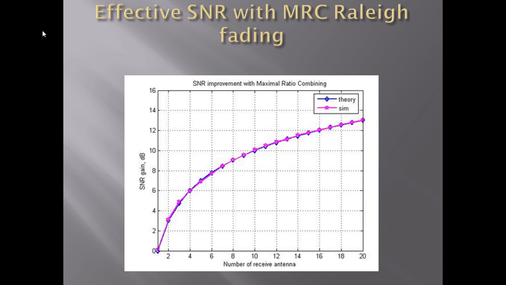Second, we measured the signal to noise ratio with the MRC technique, and we increased the number of antennas. As we increased the number of antennas, the signal to noise ratio gain increased. Thus, we realized that as we increase the number of antennas, the signal to noise ratio increases. But this can only happen up to a particular number due to practical constraints.